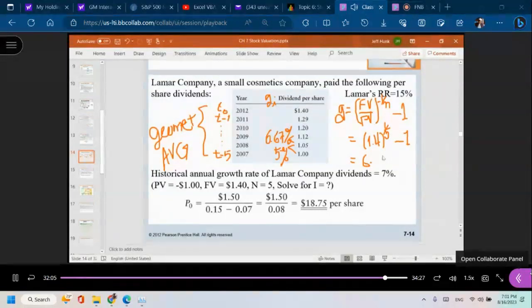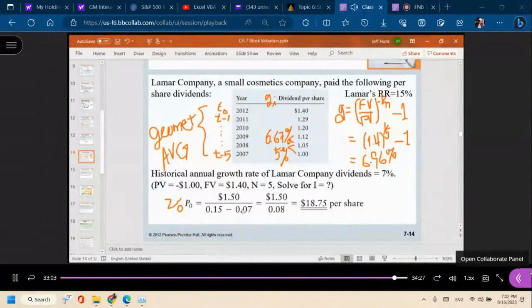So 1.4 raised to 1 over 5, minus 1, you can all do that with me. You get 6.96%, which is almost 7%.